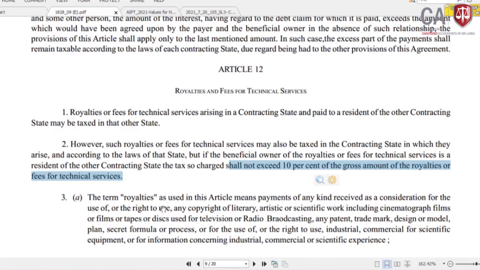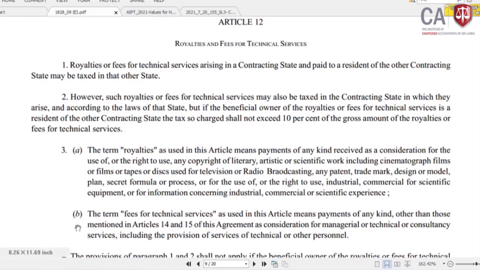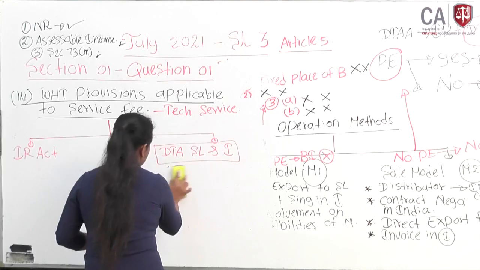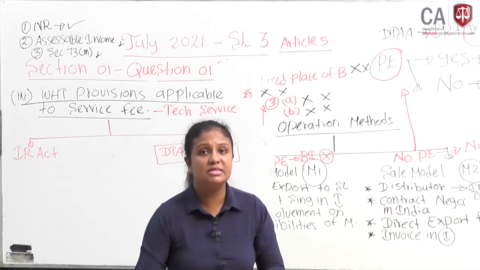Then the definition of the technical service fee is very clearly given in the double taxation treaty. You have to write these things. Now how is the answer going to come? It's based on the double taxation treaty.